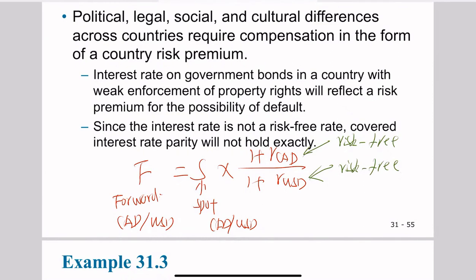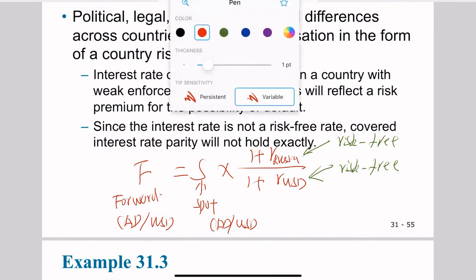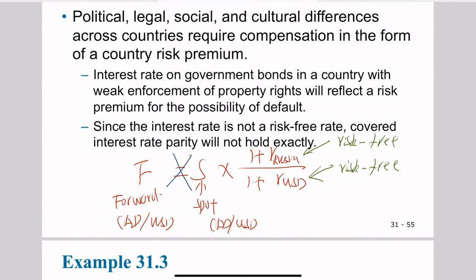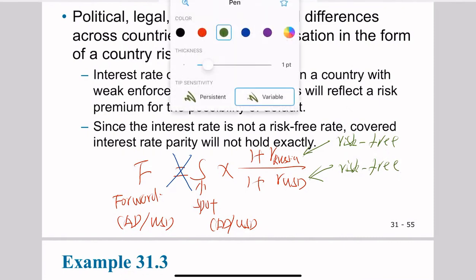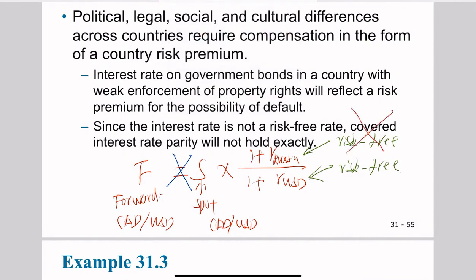So this basically means, if one country, let's say we're not talking about Canada, let's say we're talking about Russia, right? Because Russia is a country with higher default risk. So if we consider Russia, then in this case the covered interest rate will not hold. The reason is that the assumption of a risk-free interest rate does not hold here, because this assumption is incorrect.